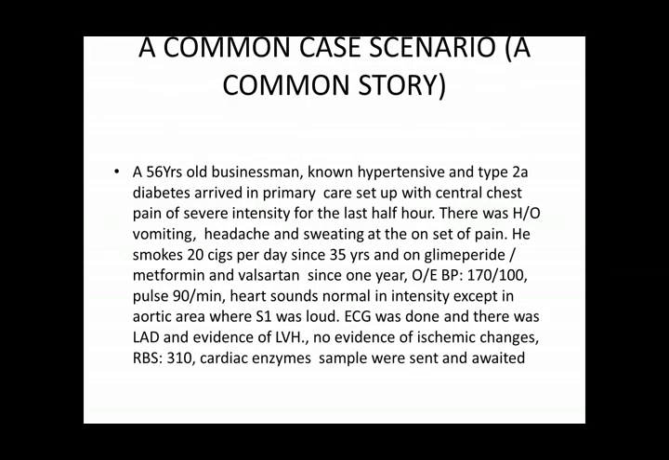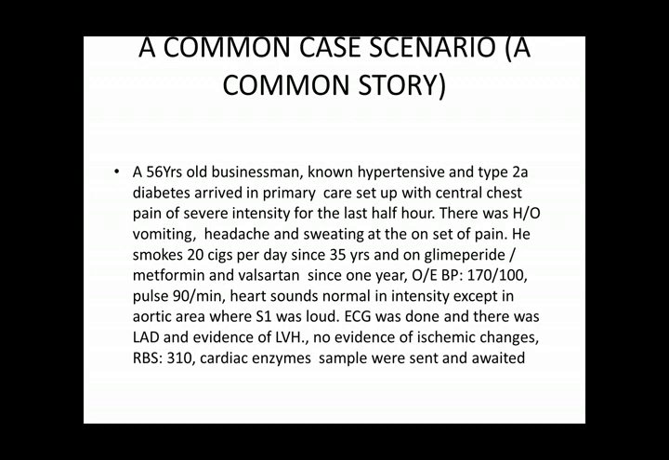Now, a common case scenario: a 56-year-old businessman, non-hypertensive and type 2 diabetic, arrived in the primary care setup with central chest pain of severe intensity for the last half hour. There was history of vomiting, headache and sweating at the onset of the pain. He smoked 20 cigarettes per day for 35 years and is on glimepiride, metformin and valsartan since 1 year. On examination, the blood pressure is 170 by 100, pulse 90 per minute. Heart sounds are normal in intensity except in the aortic area where S1 was loud.